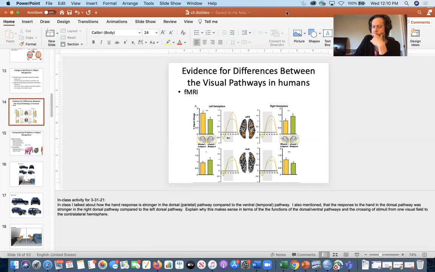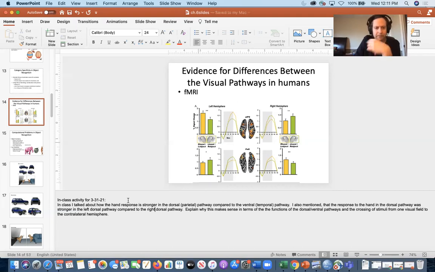I have a question. I had written down, I might have just written it down wrong, but I had that you said activation caused by the hand is stronger in the left hemisphere, but is it in the right hemisphere rather than the left? Damn, you got it. Yeah, that is. I totally got that backwards. It's stronger in the left dorsal pathway compared to the right. Good eye. Hopefully people watch this video to the end. So yeah, good observation.